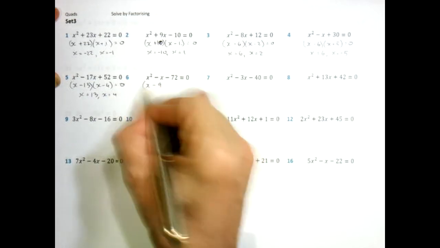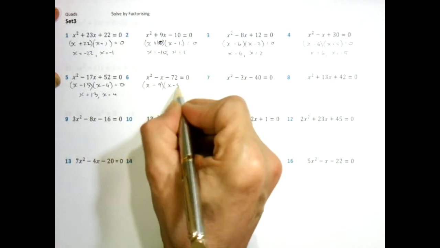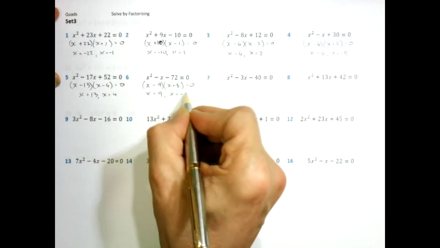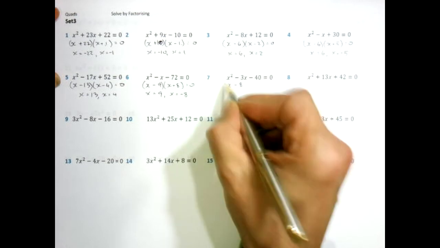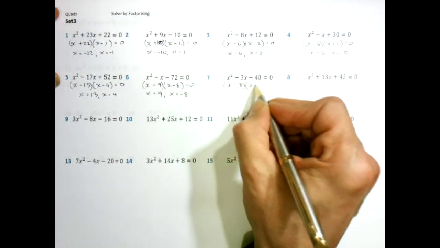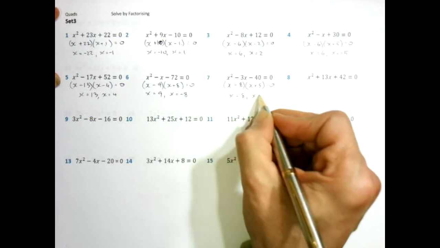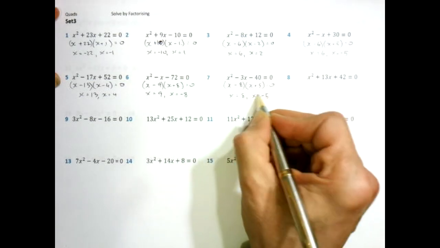x minus 9, x plus 8 equals 0. x equals 9, x equals minus 8. x minus 8, x plus 5 equals 0. x equals 8, x equals minus 5. Minus 5, let's make it clear.